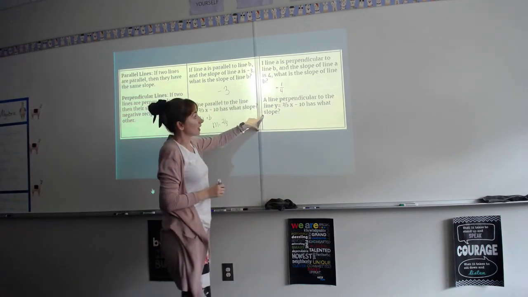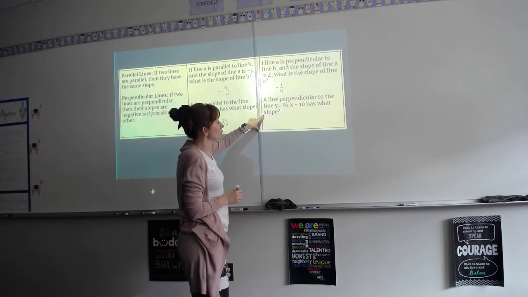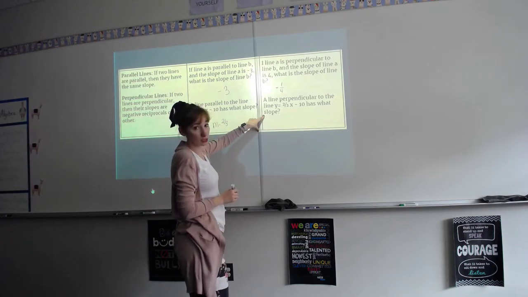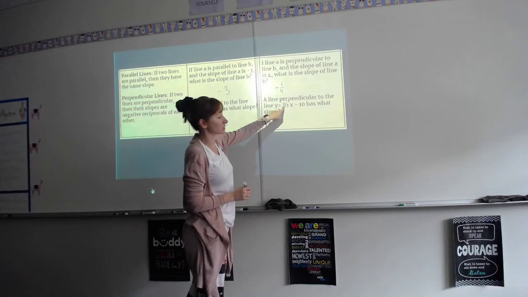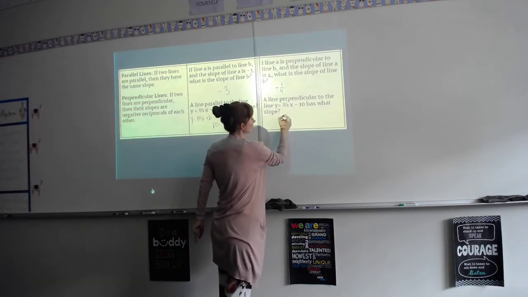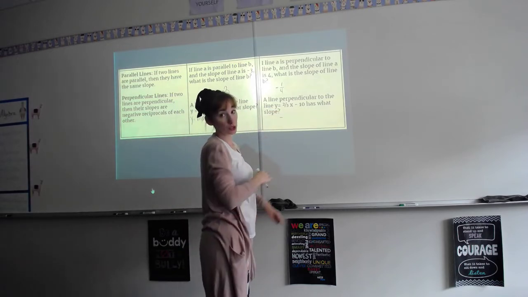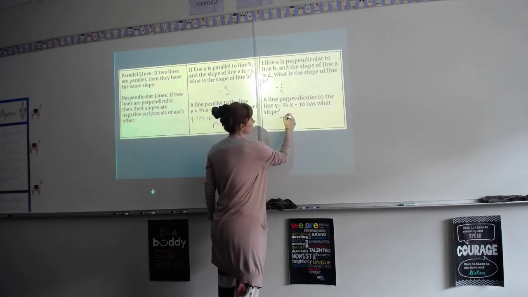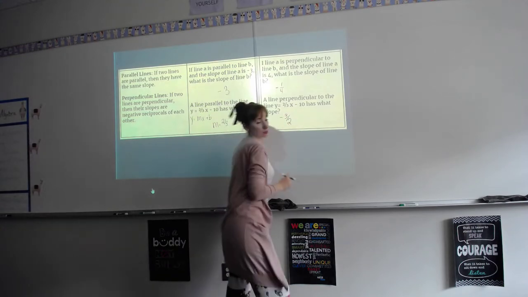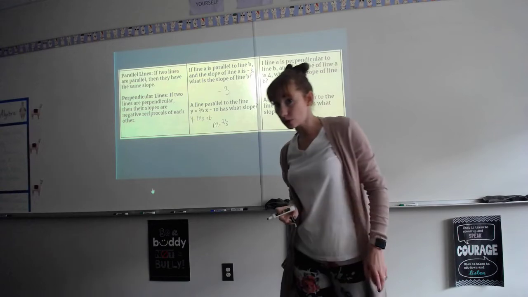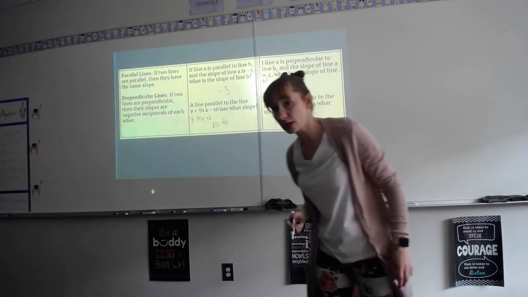And then finally, a line perpendicular to the line y equals 2/3 x minus 10 has what slope? Well, I see my slope is not negative yet, so I'm going to make it negative. And then I'm going to find the reciprocal, which is just flipping the fraction. So negative 3 all over 2. So parallel lines have the same slope. Perpendicular lines are negative reciprocals.